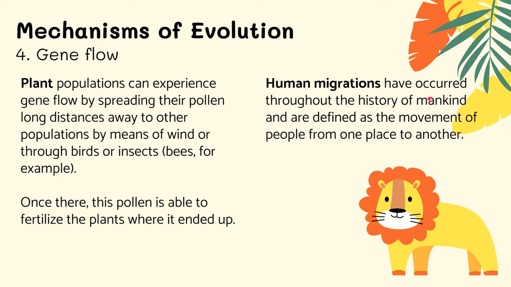So I kept on mentioning people under migration because humans are actually the best example for gene flow. Human migrations have occurred throughout the history of mankind and are defined as the movement of people from one place to another.